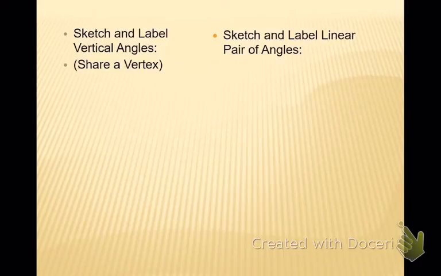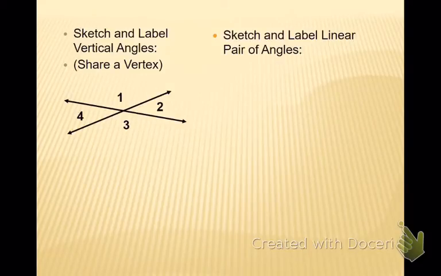Now, back to things that we can assume in a diagram. Sketch and label vertical angles. Vertical angles, you're looking for an X. You need two lines that form a straight-lined X. And so there's two lines, and they form four angles, 1, 2, 3, 4, just like that. Well, we can assume straight lines in a computer-generated image. We talked about that already. So if that's the case, then I can assume that that's a straight-lined X.